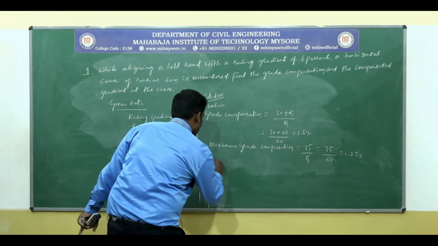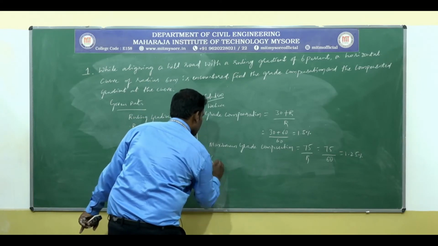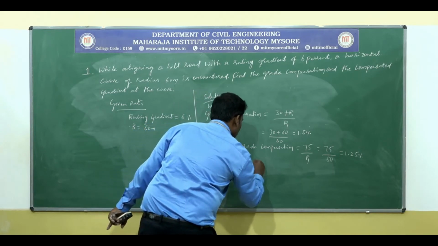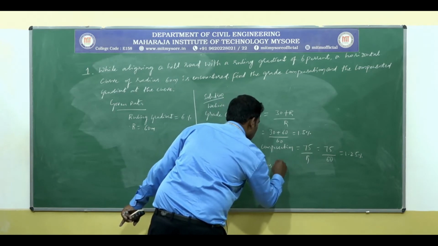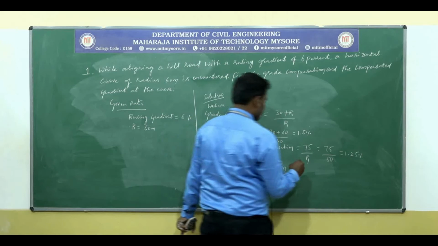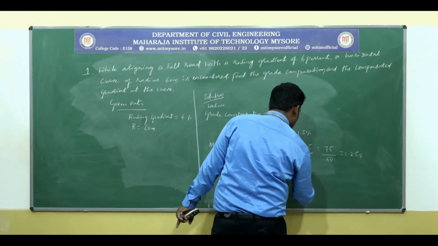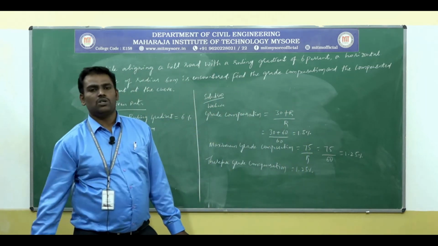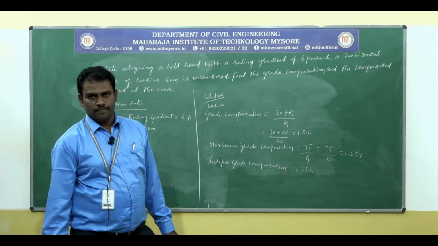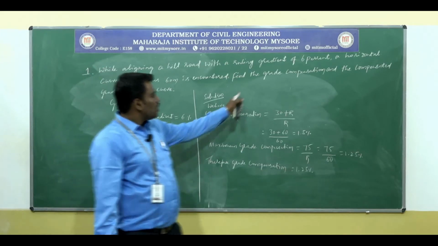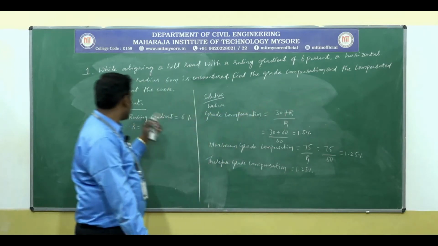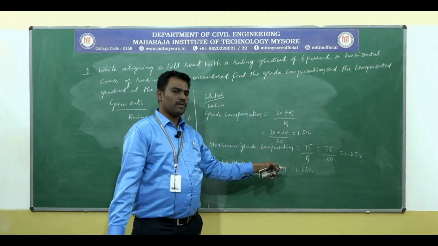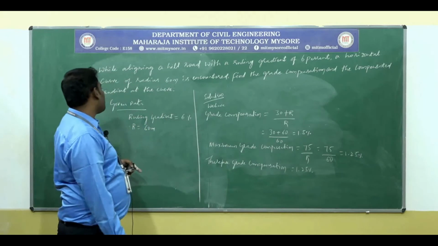Therefore, grade compensation is equal to 1.25%. Is it clear? And what are they asking? The compensated gradient of the curve. You have the grade compensation of about 1.25%, and now they are asking for the compensated gradient.